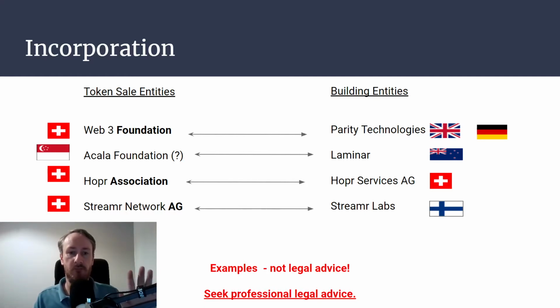Here I'm providing some examples of teams that I'm friendly with, and this is sort of information that you can find publicly. The only one I wasn't sure about was Akala. I think they have a foundation in Singapore, but the foundation model is very popular, but it's not the only choice. You can also choose like an association in Switzerland, or you can be a private company. There isn't necessarily a right and wrong. The Hopper Association, they're trying to do something interesting with DAOs, so maybe the association is best from that perspective. It's something to consider. I can't give you the right answer. I'm only making these as suggestions, something for you to do a little bit more homework on, and of course, go speak to a lawyer.